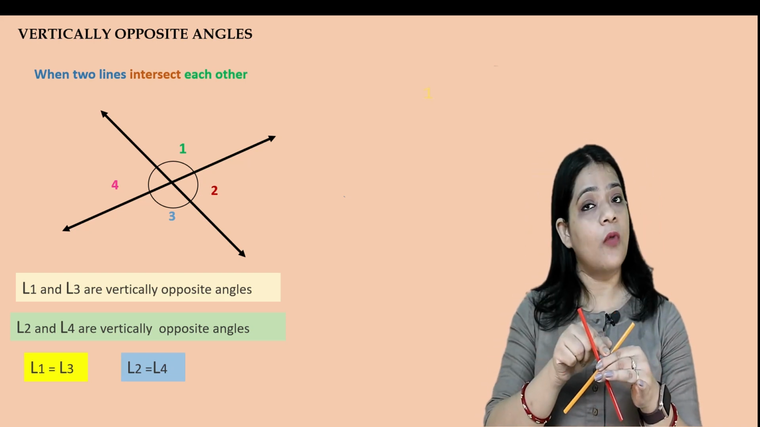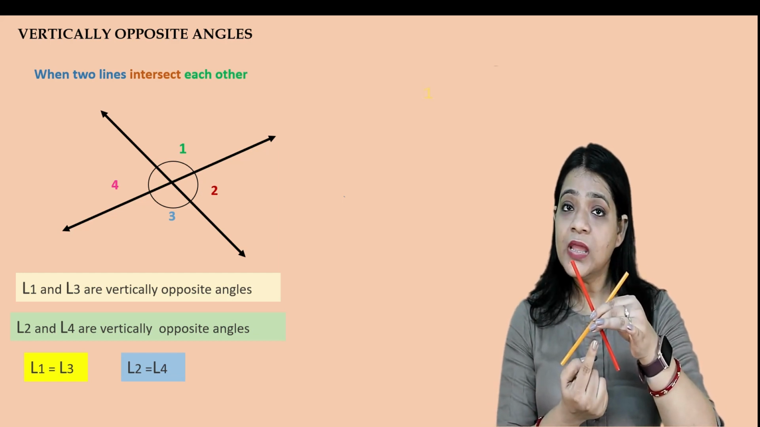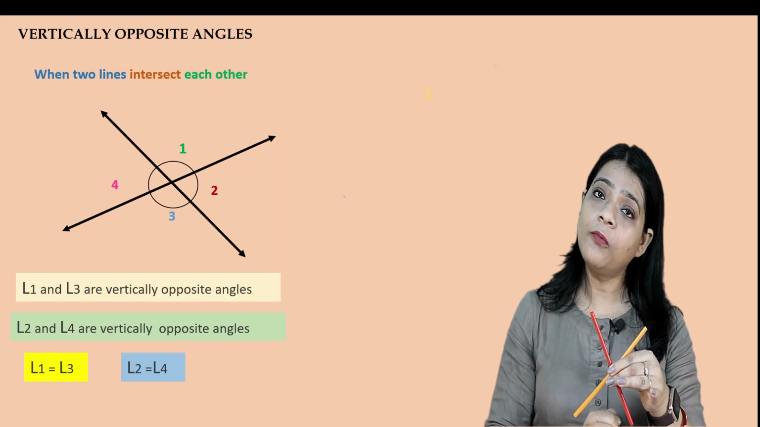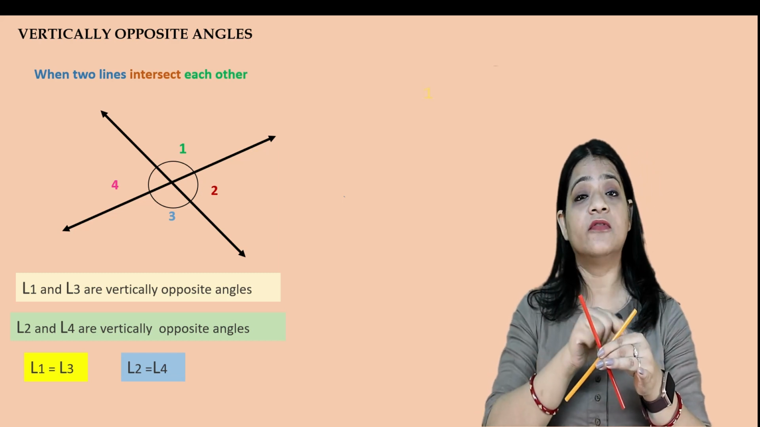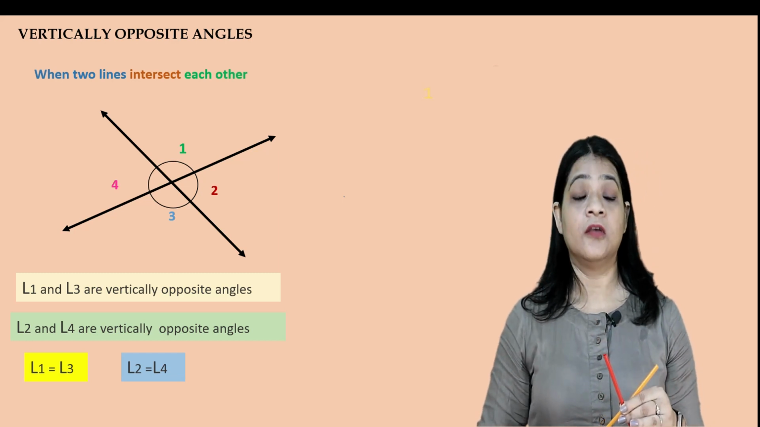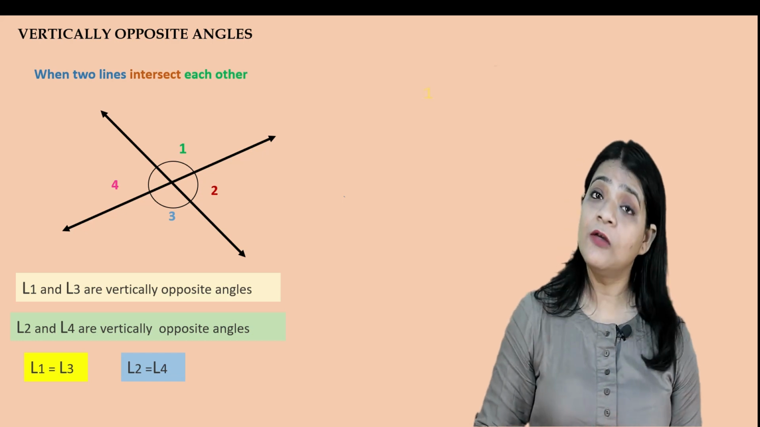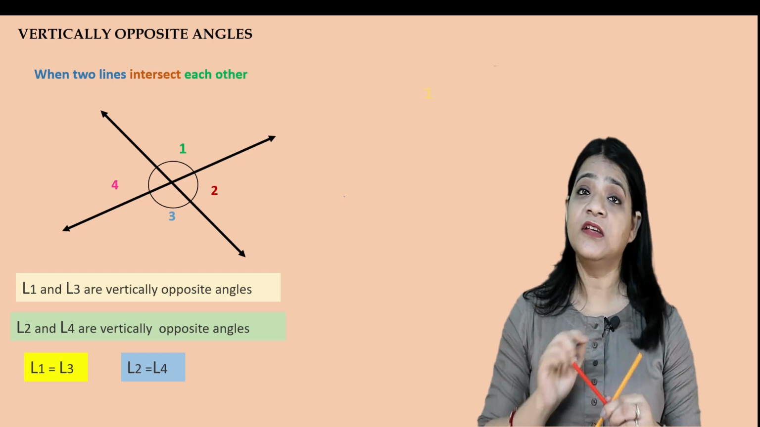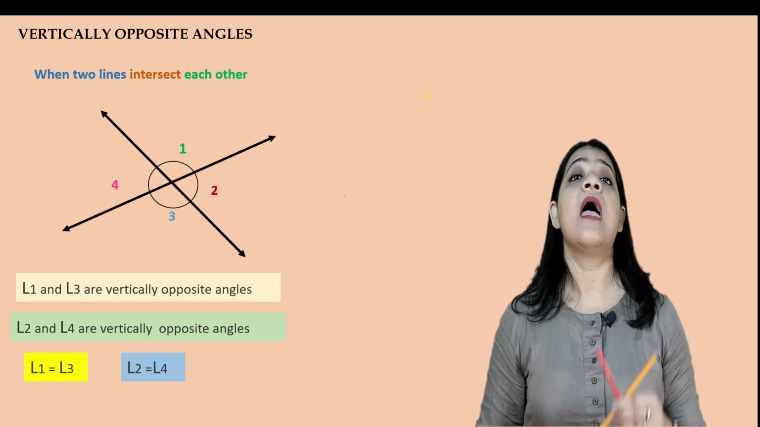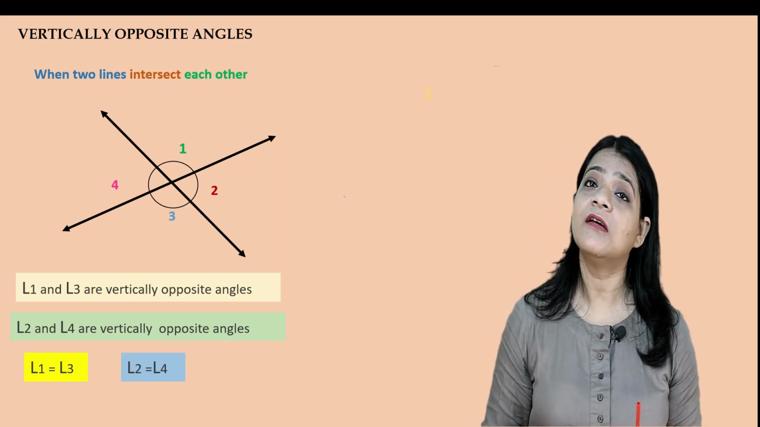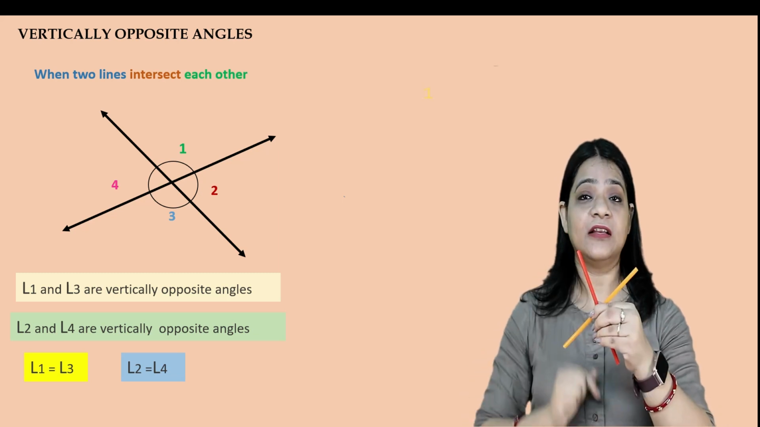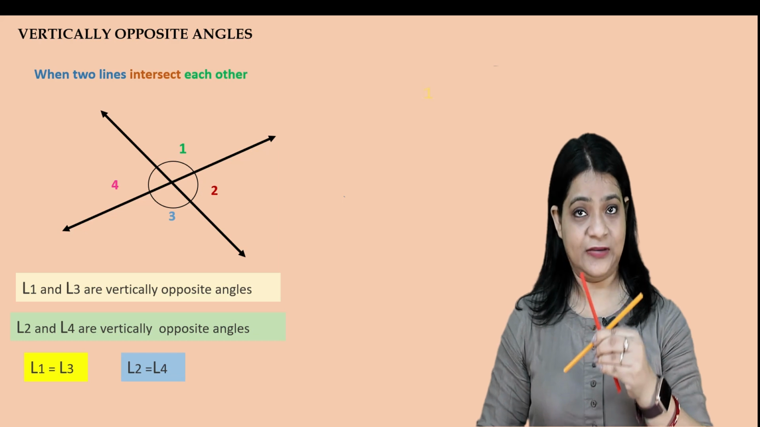That is, angle 1 is equal to angle 3, and angle 2 and angle 4 are vertically opposite angles. So both of them are equal. So this is the concept of vertically opposite angles, where all the opposite angles are equal, and they are formed when two lines intersect at a point.